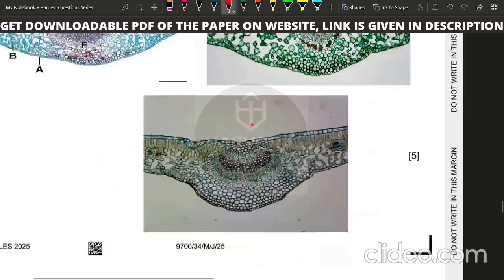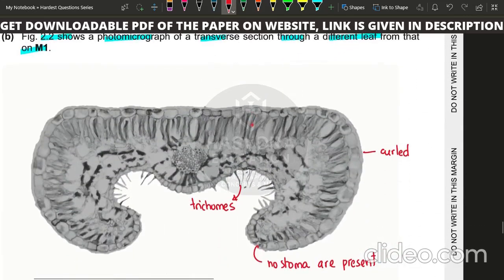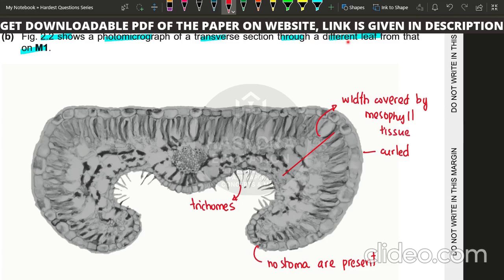And the next thing that I will say, which is not mostly covered by the teachers, is the width or the area covered by mesophyll tissue. So this is also a valid point. You can see that the area here is less and it is more in the slide of M1.